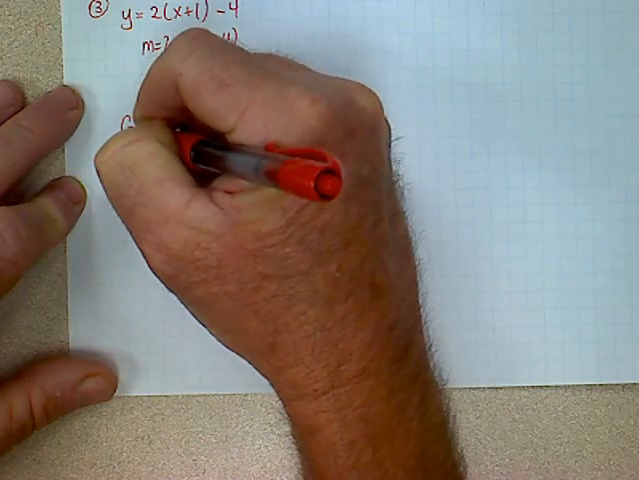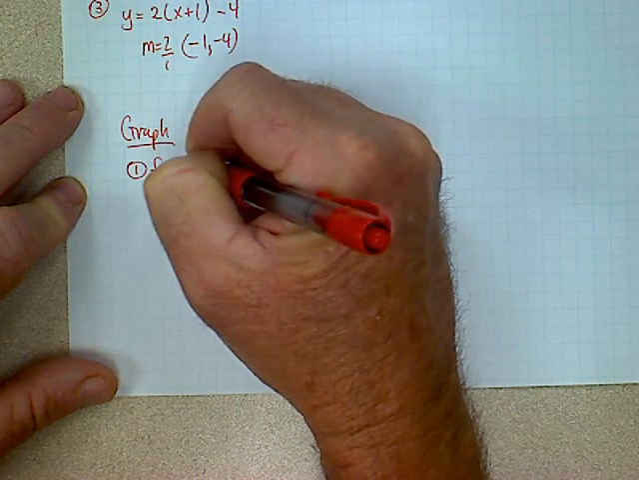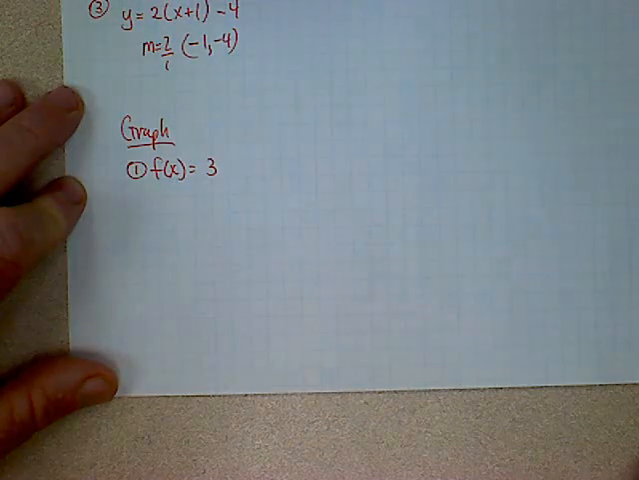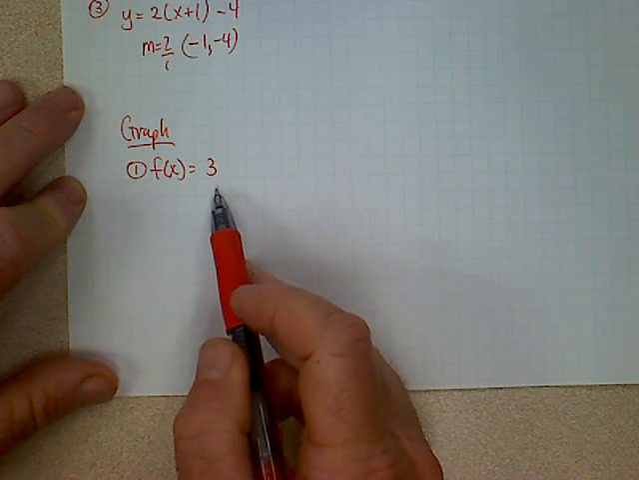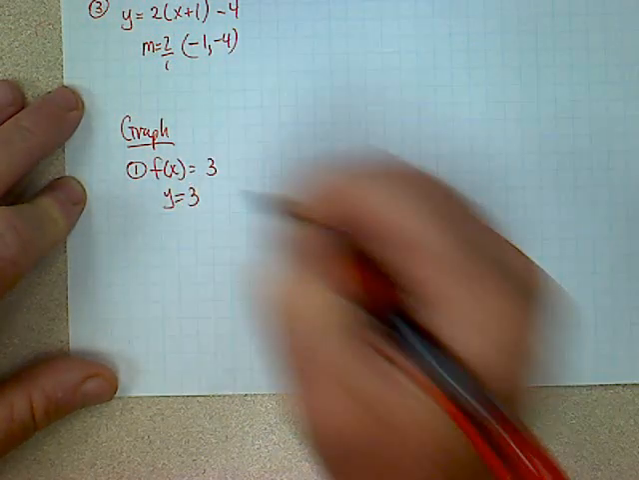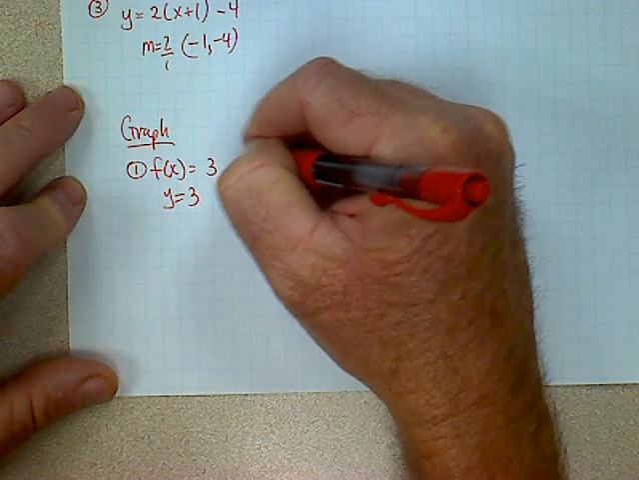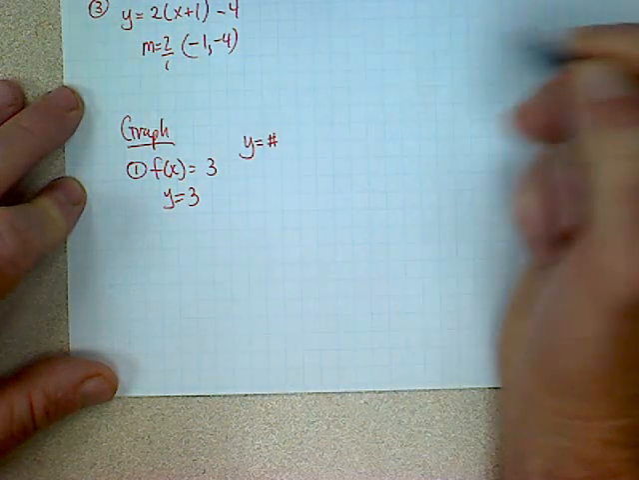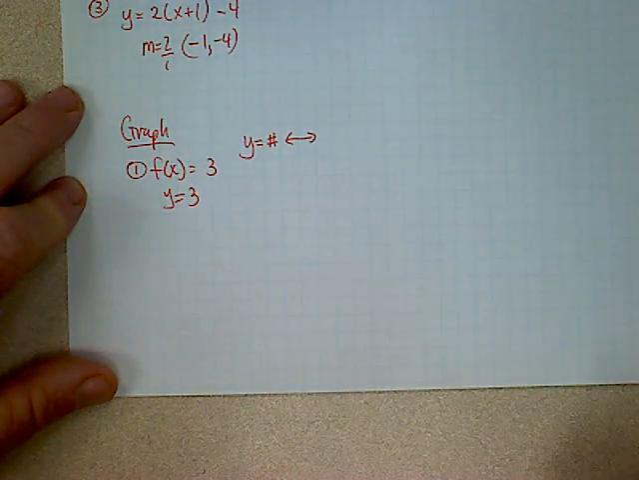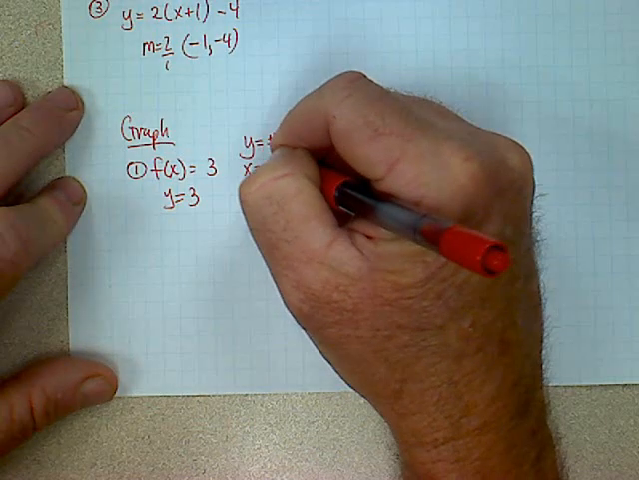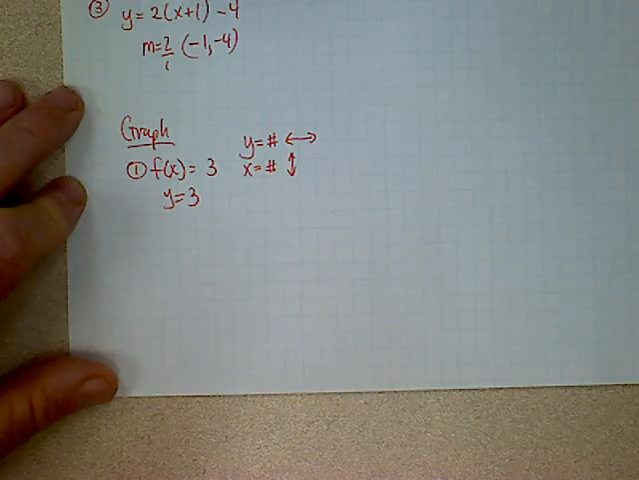So let's say that I want you to graph, number 1, f of x equals 3. So we know from class that this means y equals 3. I'll even write that, y equals 3. And then I need to have memorized. Have you memorized yet that if it's y equals a constant number, that the graph will go side to side through that number? And then if it's x equals a constant number, it'll go up and down through that number. That's what we're going to do.